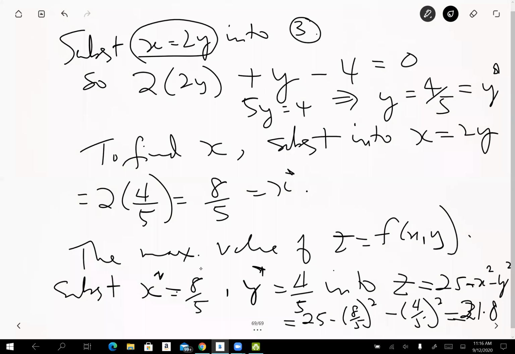So we conclude saying that the optimum value of x is 8/5, and the optimum value of y is 4/5. And the maximum value of the objective, given the constraint, is 21.8.